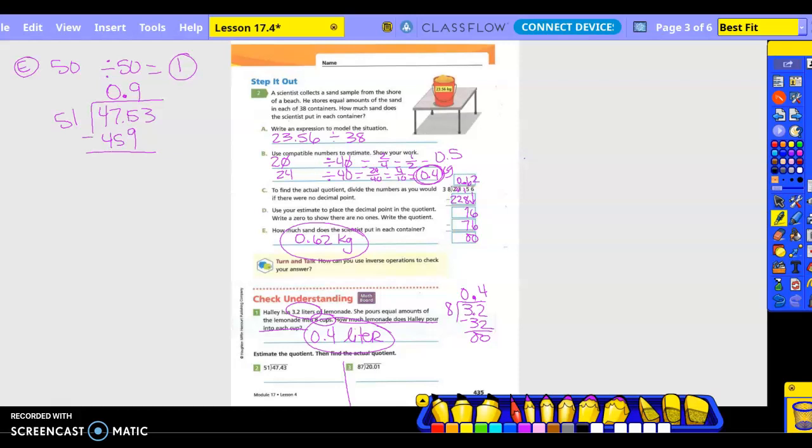This becomes 15. This becomes a 6. 15 minus 9 is what? 6. And then 6 minus 5 is 1. We bring down the 3. How many times does 51 go into 163? 3 times. 3 times 1 is 3. 3 times 5 is 15.